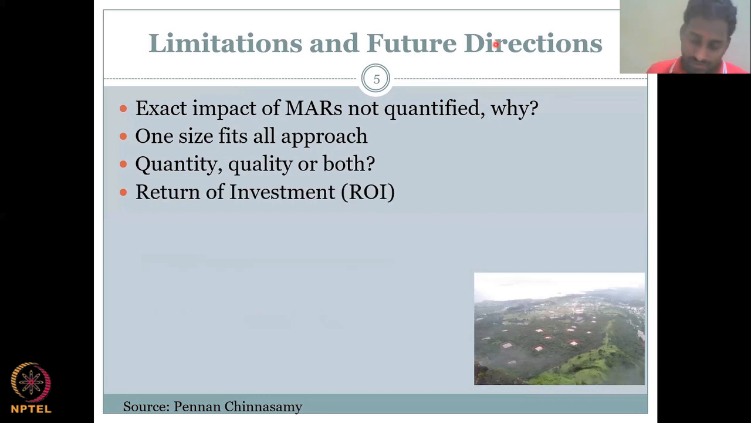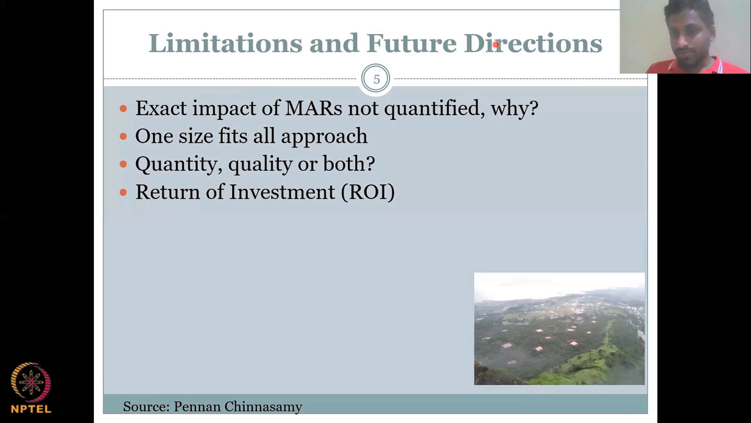What is the return of investment? As I mentioned, the check dam is not as big as a large dam. However, a check dam is still expensive, somewhere around 4 to 5 lakhs to start, and it can go to 15, 20 lakhs, depending on the length, depending on the height and where you're putting it. Is it easily accessible to materials or not?